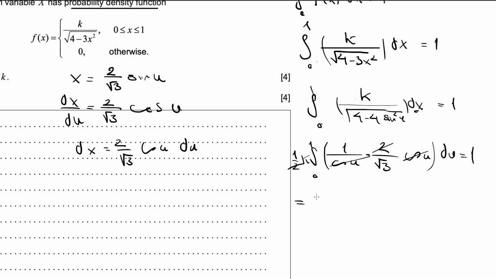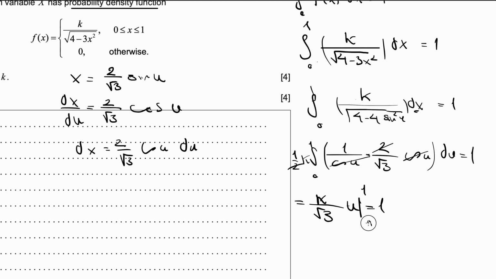So really we're left with, what are we left with? k over radical 3, the integral of 1 du, or you can say the integral of du, which is simply u. And so this will be k over radical 3 u equal to 1.